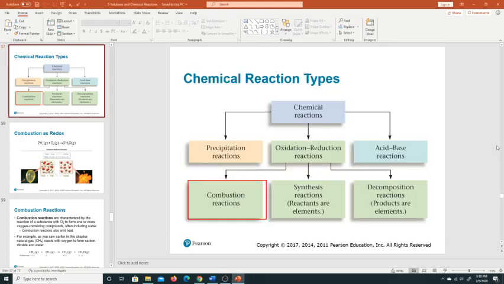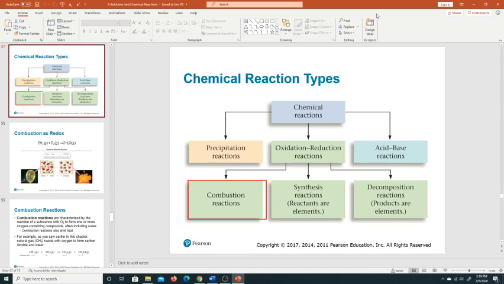So in the previous video, I went over the basics of oxidation reduction, where oxidation involves the loss of electrons, reduction is the gain of electrons. So this video here is going to focus on a couple different types of oxidation reduction reactions, specifically combustion reactions, synthesis reactions, and a little bit about decomposition reactions.